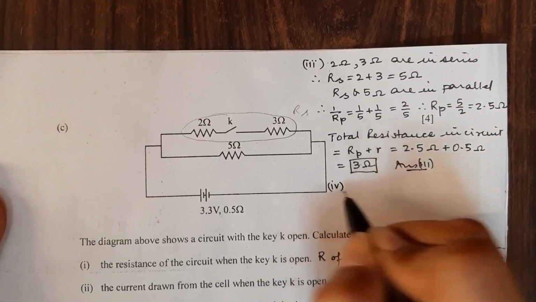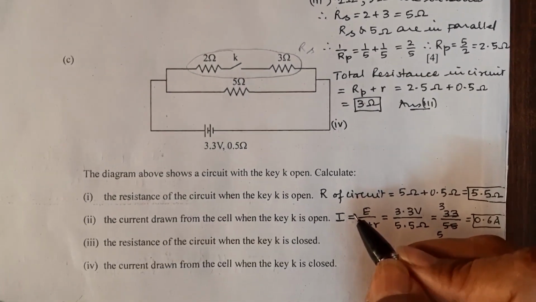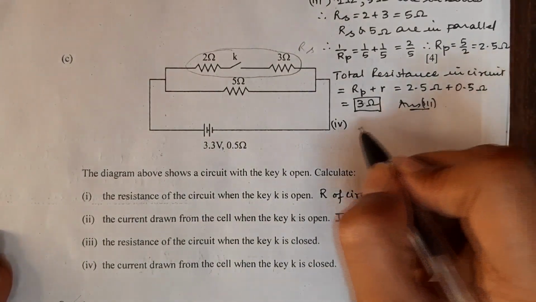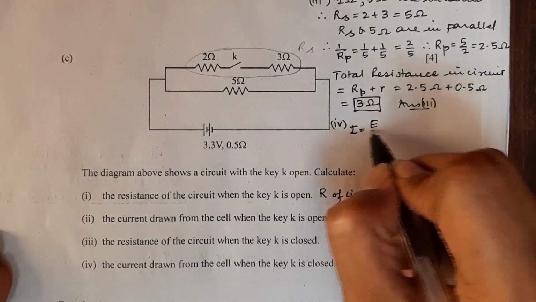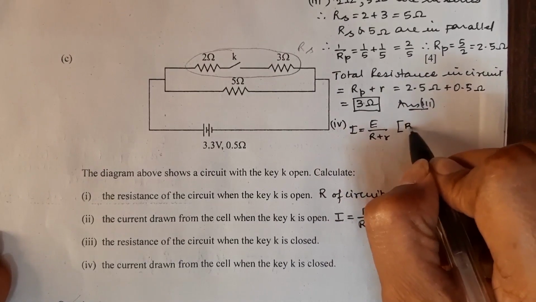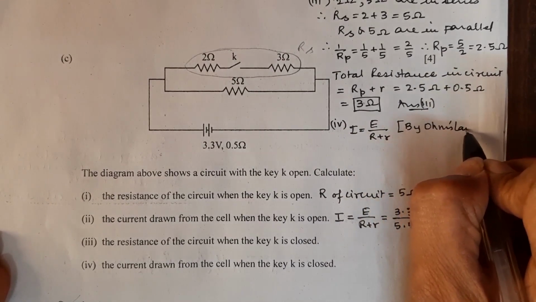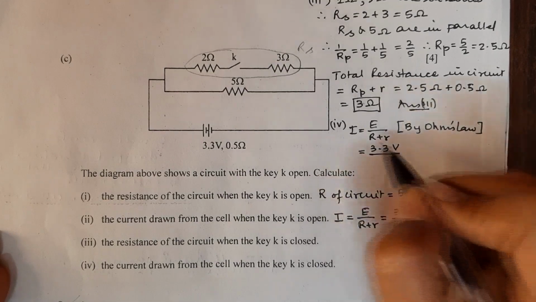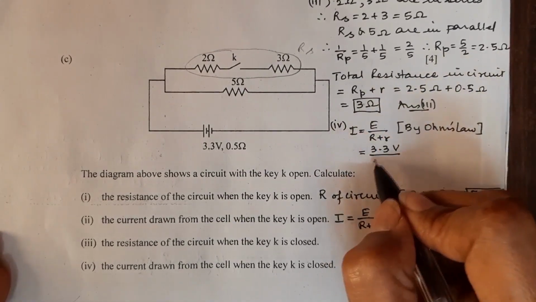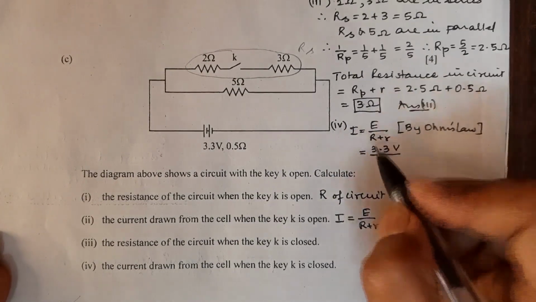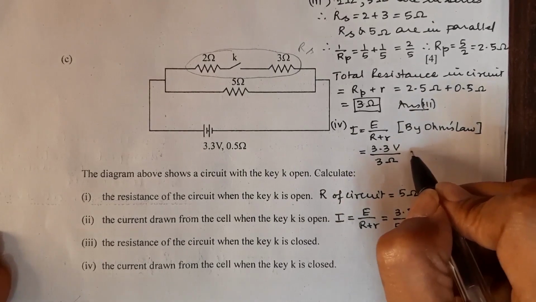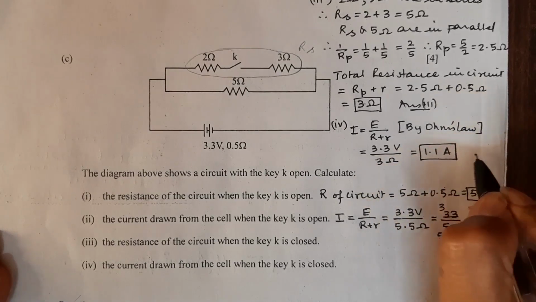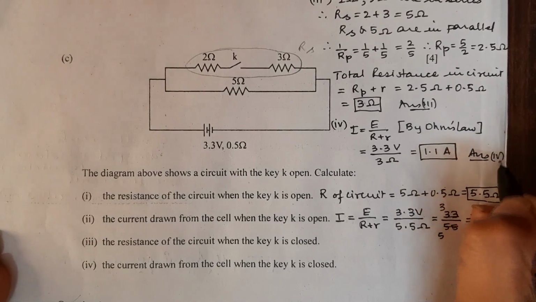Let us come to the fourth subpart: the current drawn from the cell when the key is closed. When the key is closed, the resistance is 3 ohm. So we will say I is equal to E upon R plus r, by Ohm's law. And so EMF is 3.3 volt upon R plus r, because external resistance is 2.5 and internal is 0.5, so it will become 3 ohm, which will be equal to 1.1 ampere, and that is our answer 4.